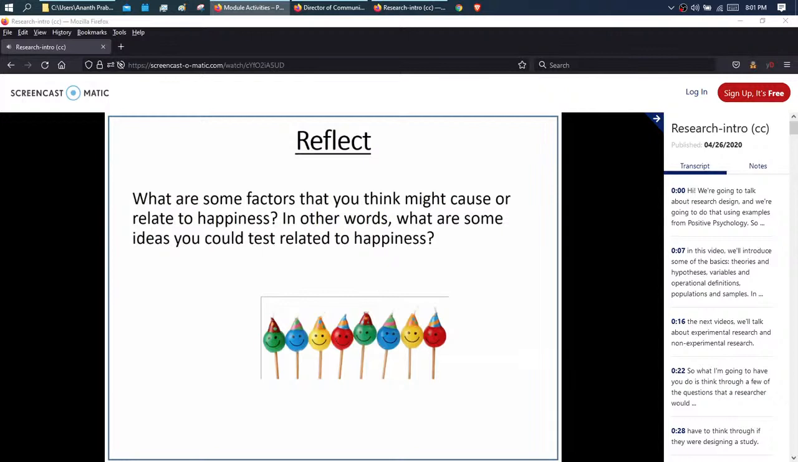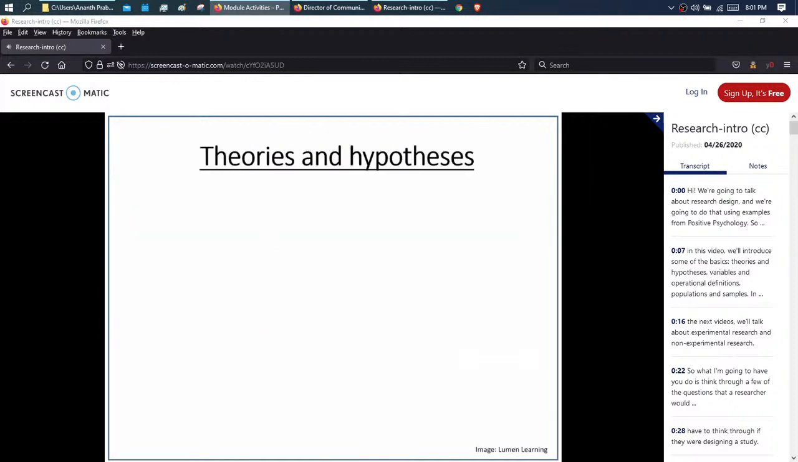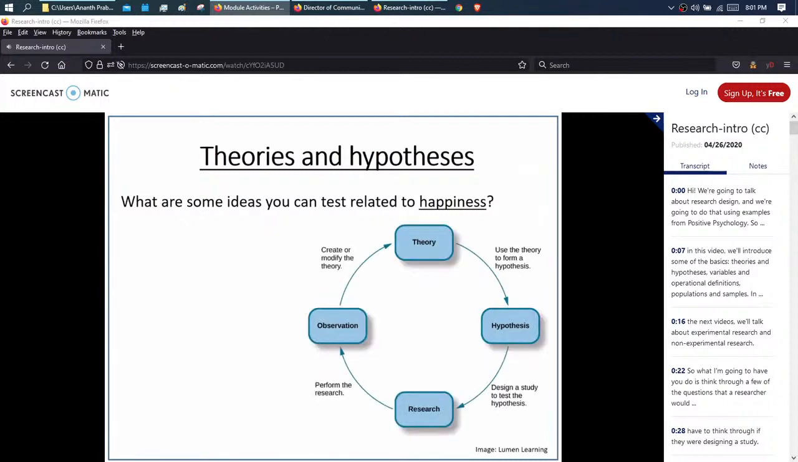Okay, you probably had a bunch of ideas. They may have ranged from health to success at work, to good relationships, to money, to hobbies, to pets, to food, whatever. But the idea is that you have a list. There's lots of different ways to narrow down the focus when looking at happiness. And that leads us to looking at theories and hypotheses.